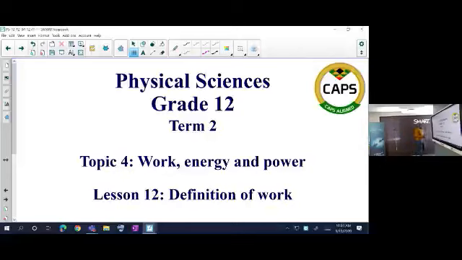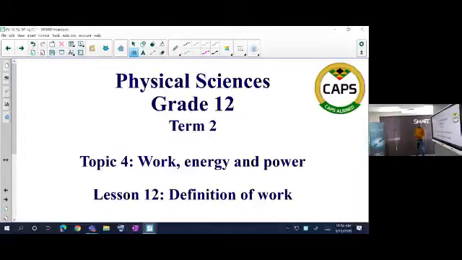Firstly, you have to look at the definition of work. Work, I can say, is something that has been given to you to do, given by your parents if you're at home, or at work, a task that you're supposed to complete in a certain time. But the scientific definition of work in physical science is that work is the product of the force and the distance covered.